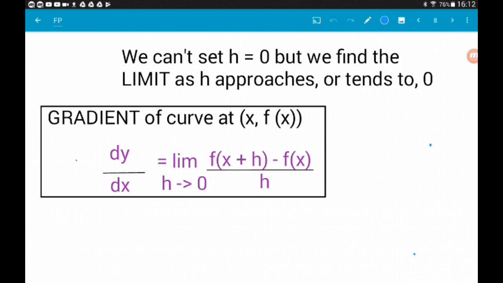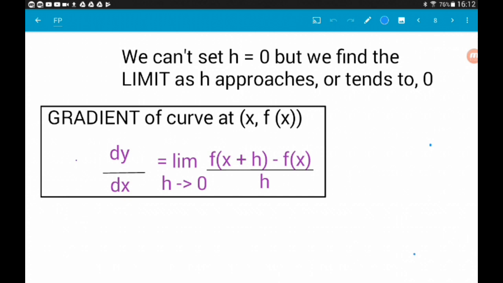So the gradient of the curve is given by dy over dx is equal to the limit as h tends to 0 of f of x plus h minus f of x over h. So we can't just substitute in h equals 0, but we can say as h tends towards 0. So as something tends towards 0, it's getting smaller and smaller. So as it gets infinitesimally small, you can sort of ignore it.